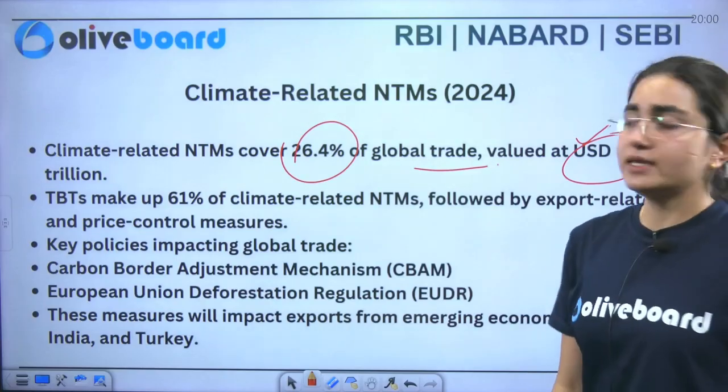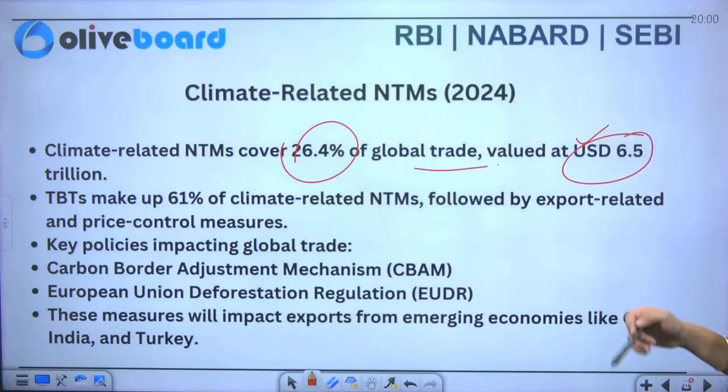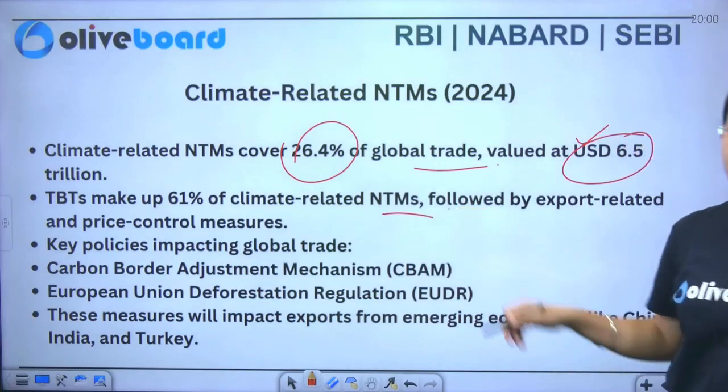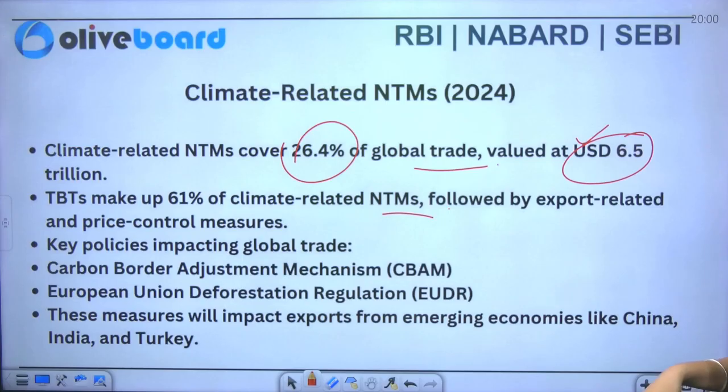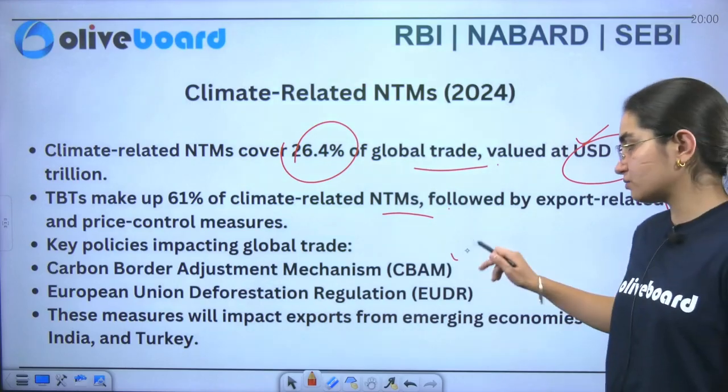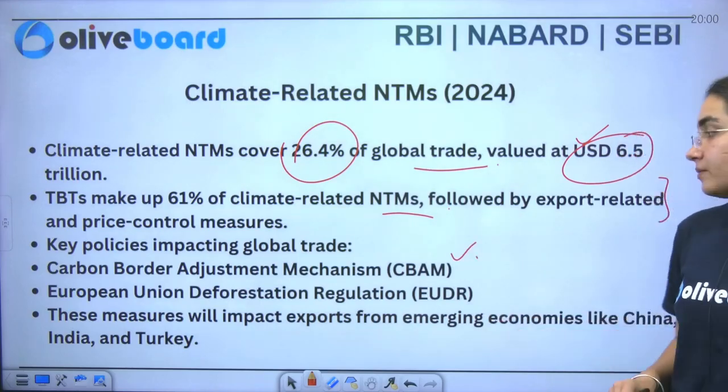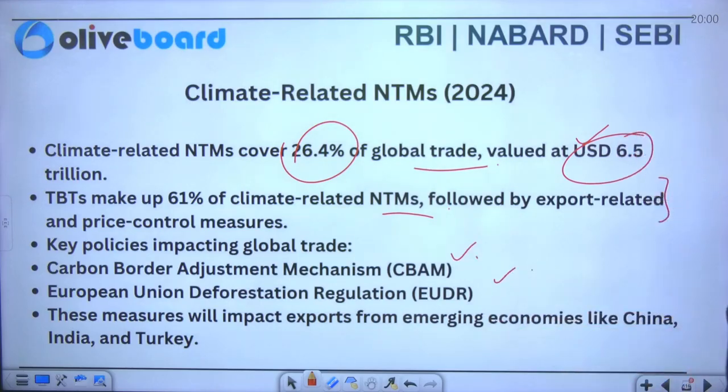Alright, so we were saying that it makes up 61% of climate related non-tariff measures, followed by export related and price control measures. Key policies that are impacting your global trade: first is your carbon border adjustment mechanism, next is your European Union deforestation regulations, and these measures will impact the exports from emerging economies like your China, India and Turkey.